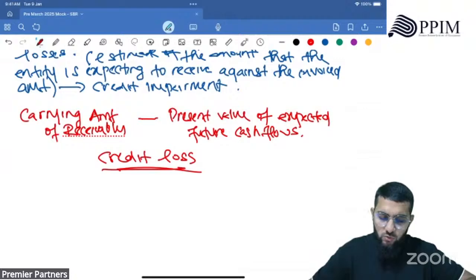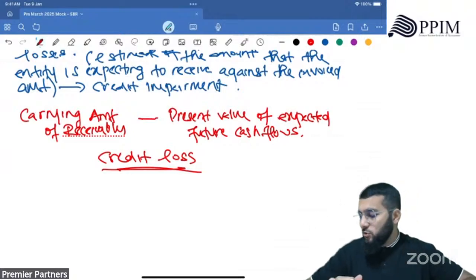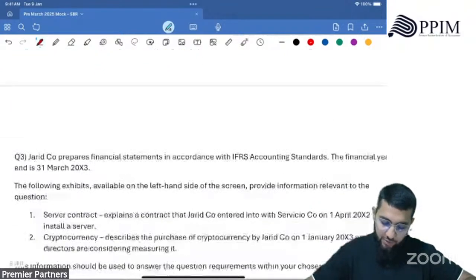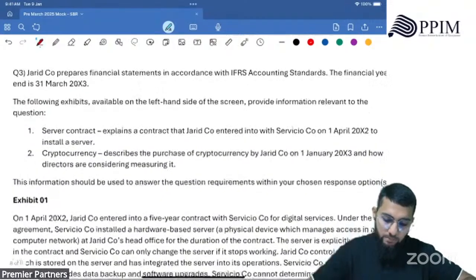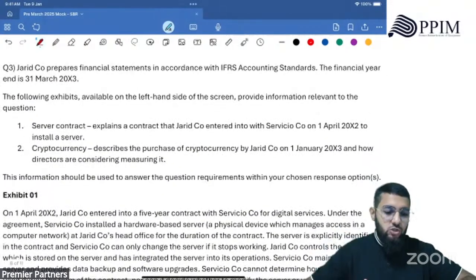So now what we'll do is try question number 3, but we'll take a short break, come back, and do question number 3. And we'll see if we are in a position to do question number 4 as well. Okay? So let's take a short break and come back.